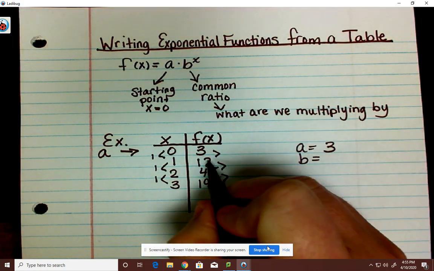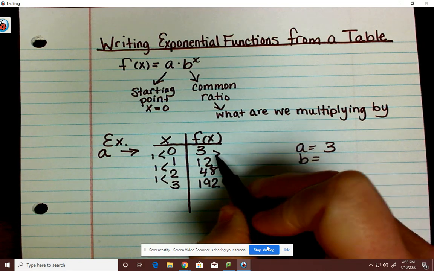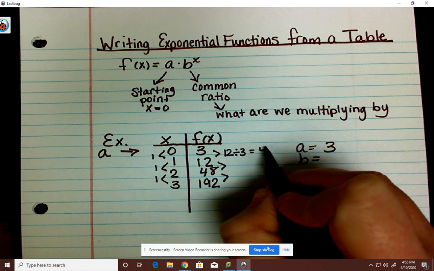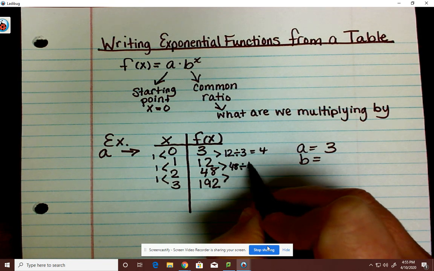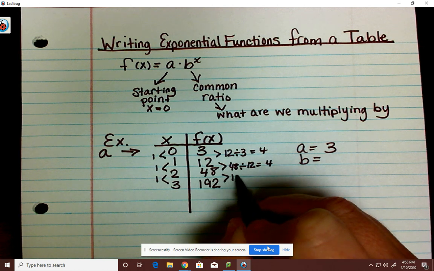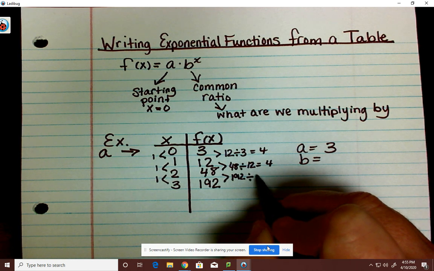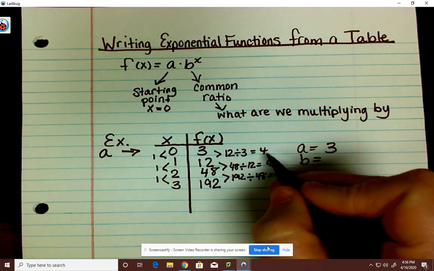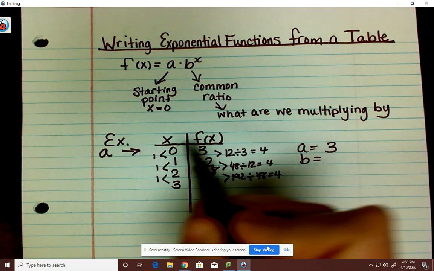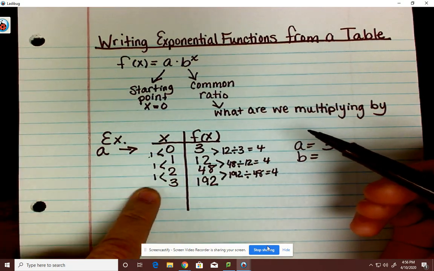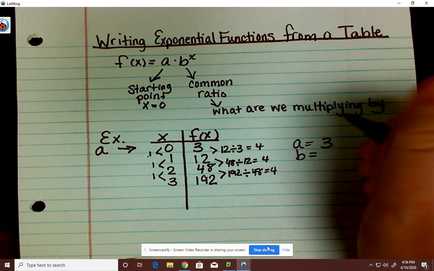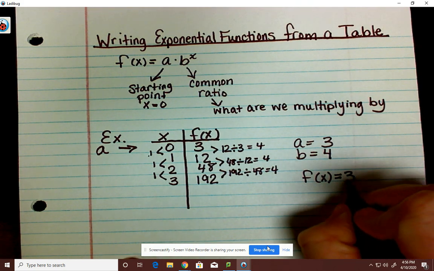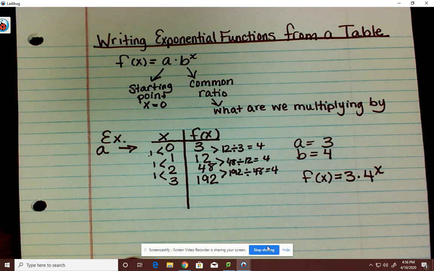So to do that, I need to divide. I could use any of these. So here I would take 12 divided by 3, and that's 4. Or 48 divided by 12. Or 192 divided by 48. All of those are going to give you 4. So 4 over 1, because it is a ratio of what you're multiplying by over the differences in those x's. So 4 over 1 is 4. So to write my function, it's going to be 3 times 4 to the x. And that's the answer.